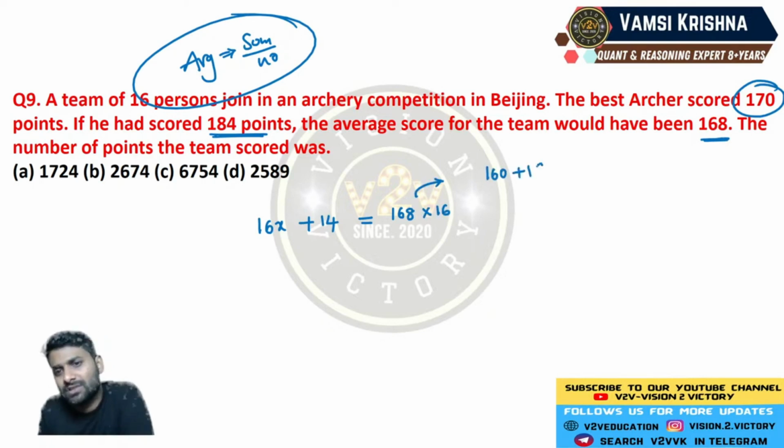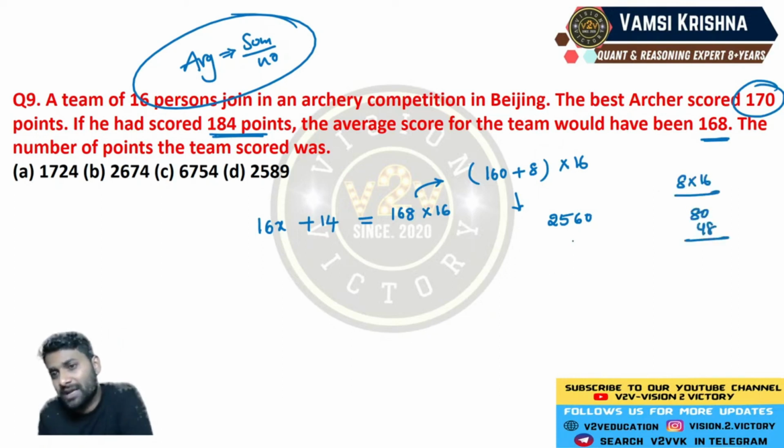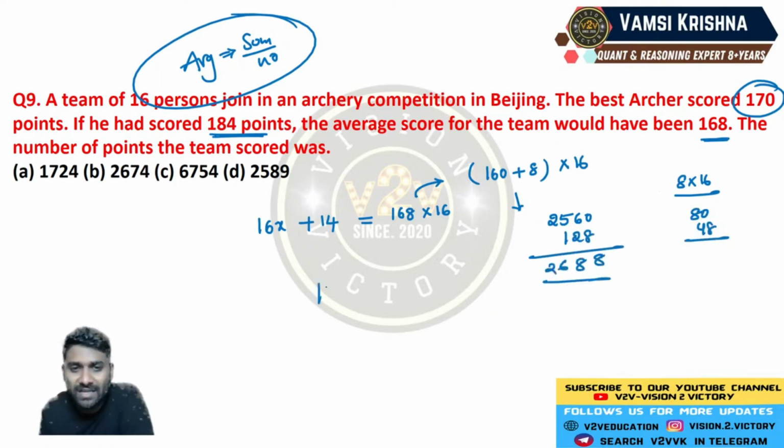So you just go through it in this way. 168 can be taken as 160 plus 8, which is multiplied by 16. So 16 16s are 256, which is multiplied by 10, it becomes 2560. Now, what is the value of 8 into 16? 8 tens, 80; 8 6s are 48. So 128. 2560 plus 128 is equal to 2688. So here the answer 16x is exactly equal to 2688.